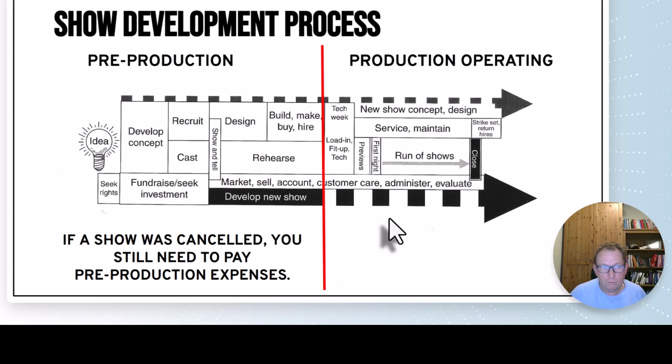So when we look at the show development process for an event, we spend all this time creating an idea, designing it, recruiting it, rehearsing it. And this is all done before you actually go on sale with tickets to a show. That's pre-production costs. Production operating is once the show starts selling tickets and there are people in the seats to attend the venue or whatever you're doing. That's production operating costs. I hope that example helps you with the confusion between the two.